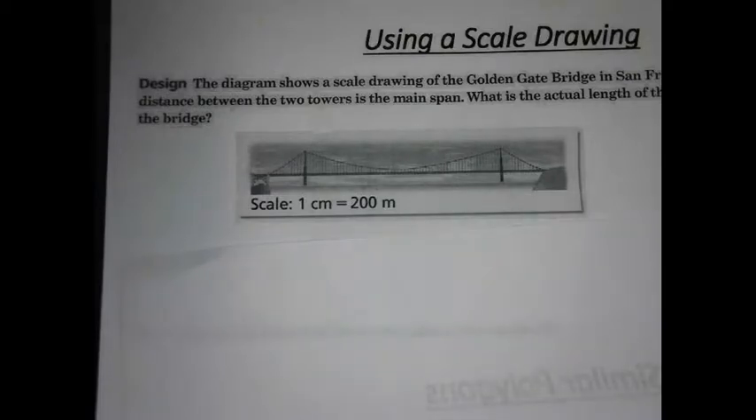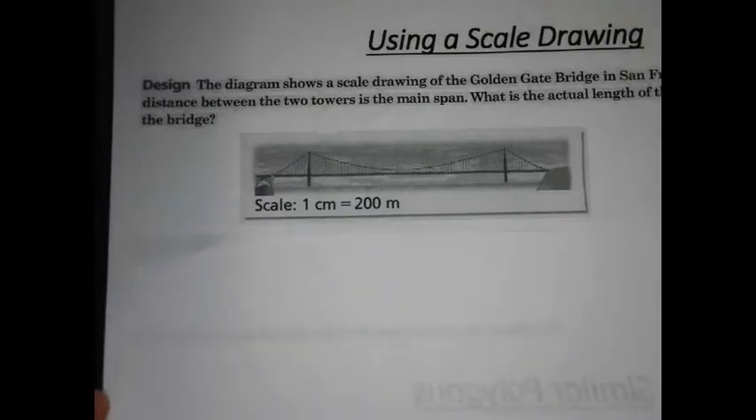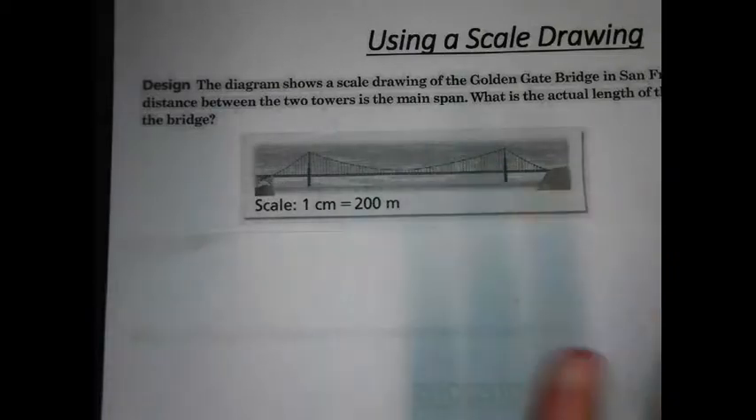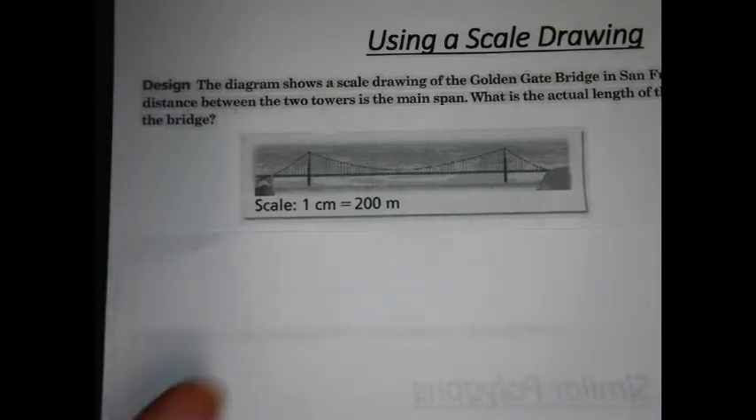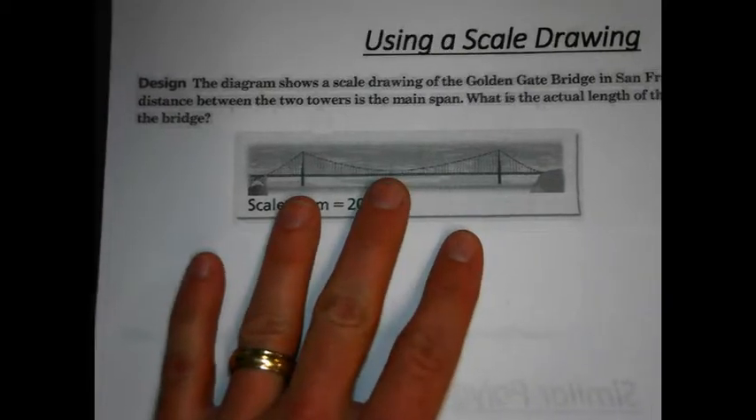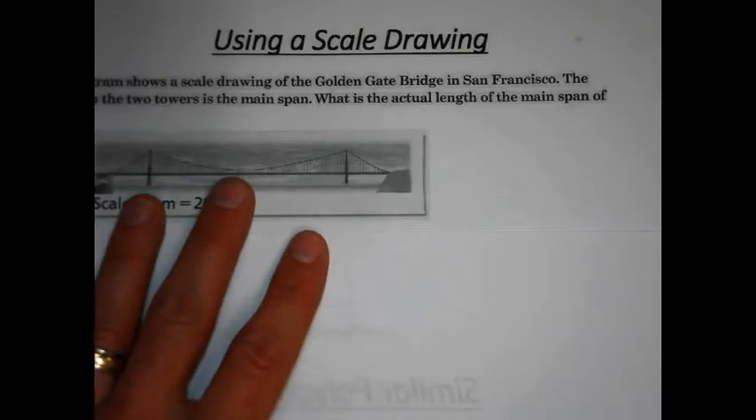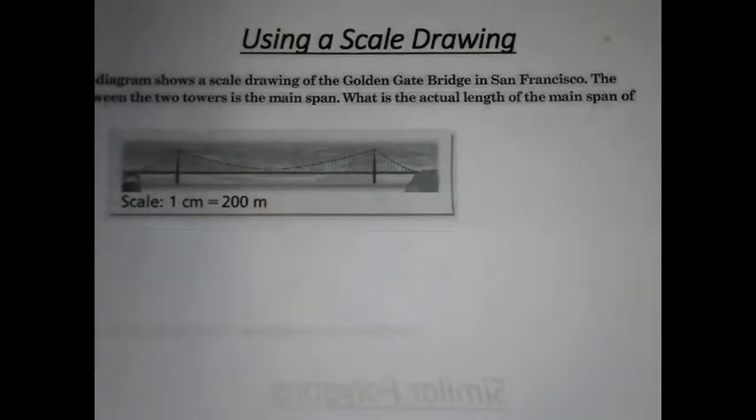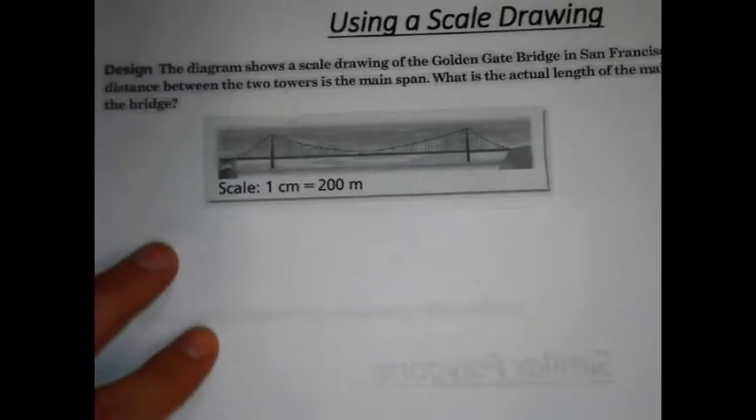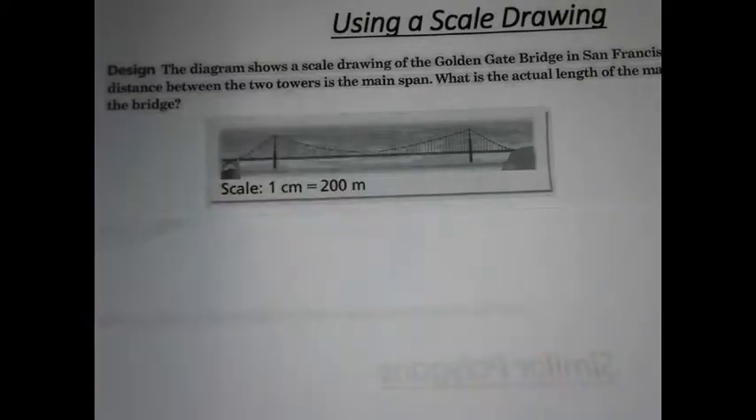So here's a problem that we will begin with, and again, it's pretty straightforward from what we worked with in the past. So this is about how we use a scale drawing, and it'll help us with what a scale factor is. So the diagram shows a scale drawing of the Golden Gate Bridge in San Francisco. The distance between two towers is the main span. By the way, there's the rest of the words. So the distance of the two towers is the main span. What is the actual length of the main span of the bridge?